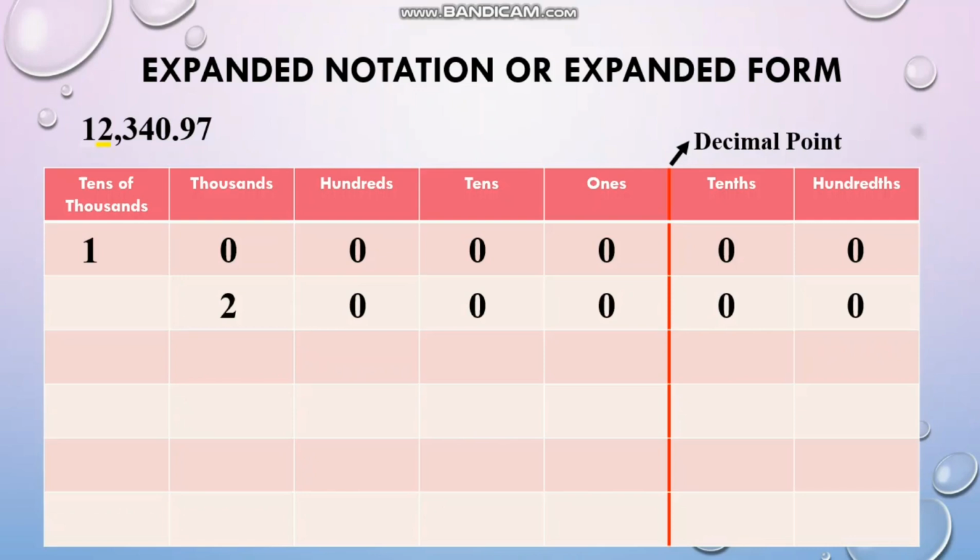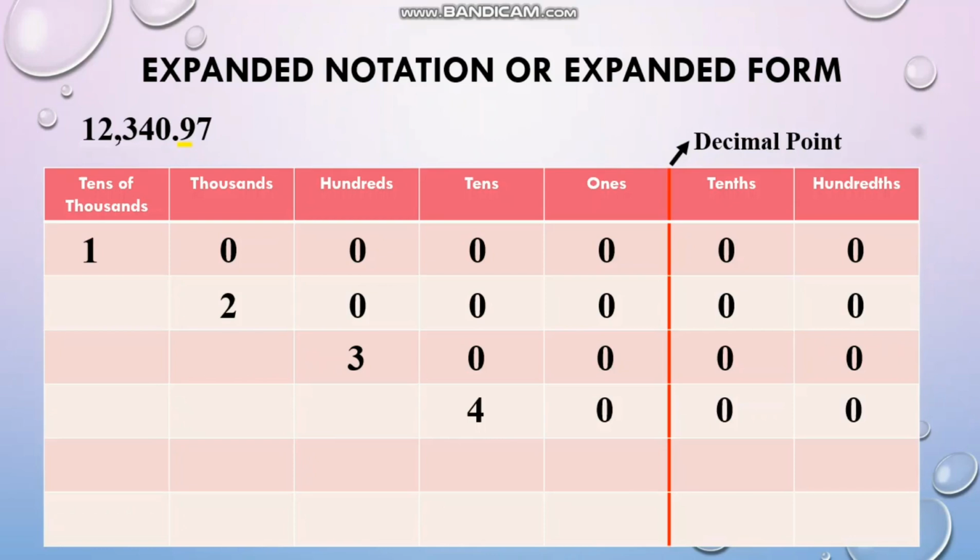Let's look at the third digit, 3. The digit 3 is in the hundreds place. So we write in the third row, in the hundreds column, 3 and 0 in the rest of the columns. Let's look at the fourth digit, 4. The digit 4 is in the tens place. So we write in the fourth row, in the tens column, 4 and 0 in the rest of the columns. Let's look at the fifth digit, 0. Since 0 holds no value in the ones column, we don't need to write that in the next row. So let's move on to the next digit.